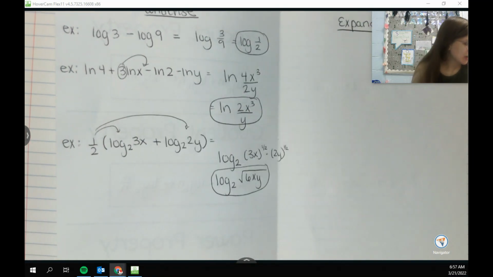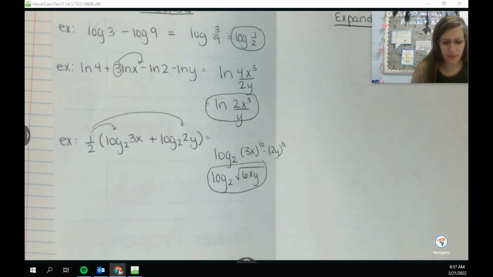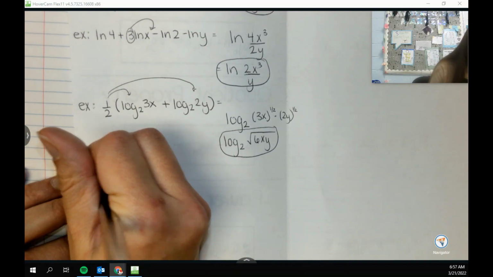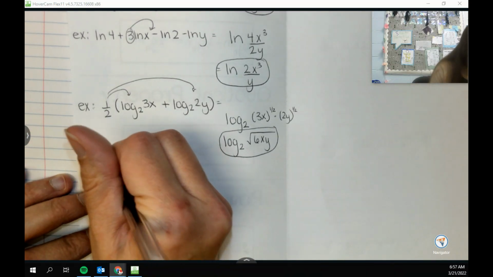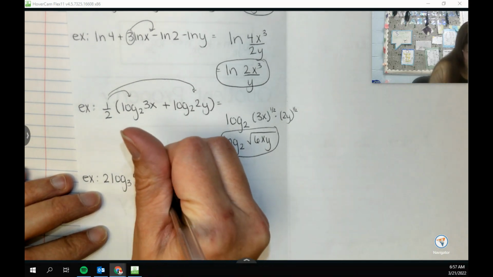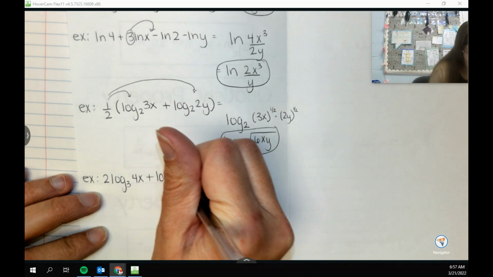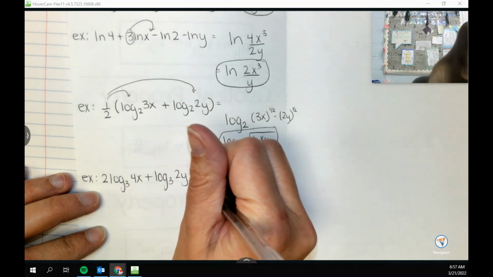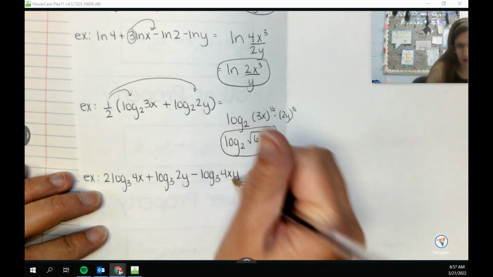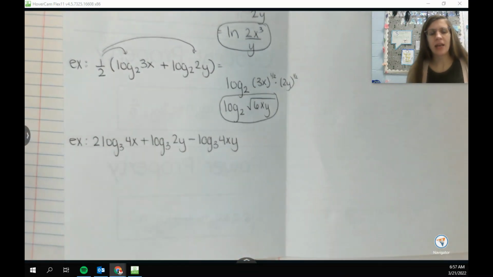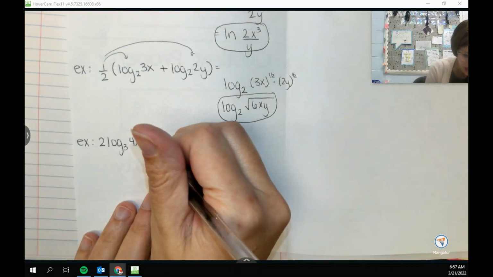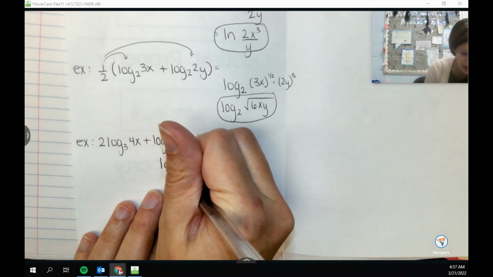Let's try a couple more here. Let's say we have 2 log base 3 4x plus log base 3 2y minus log base 3 4xy. Okay, so lots of logarithms. We're going to smush them all down to 1. So it will be log base 3.